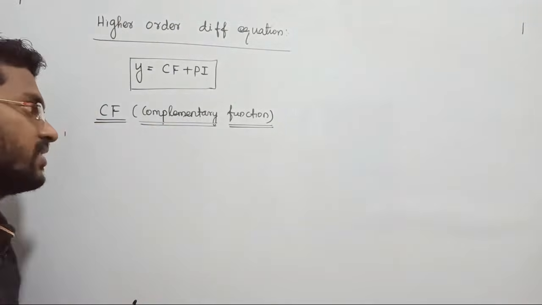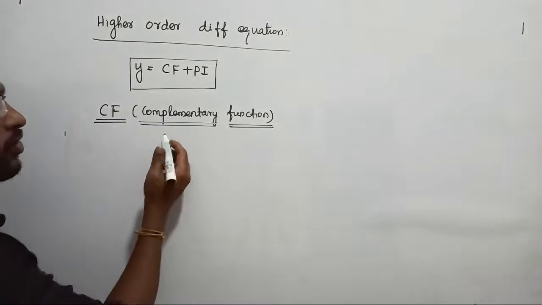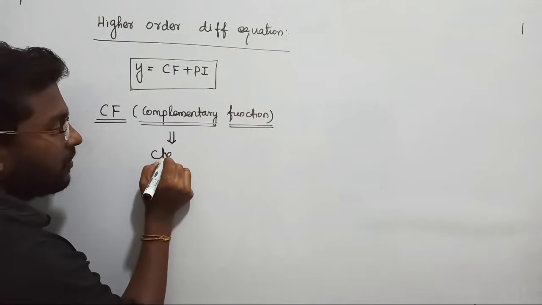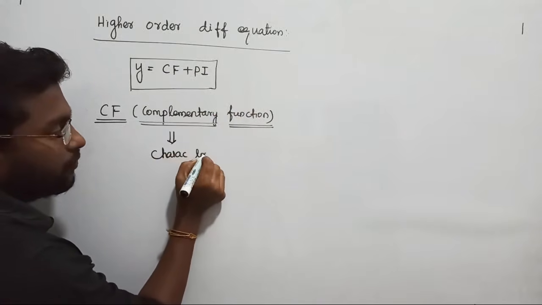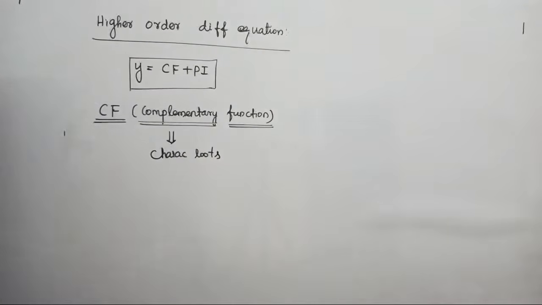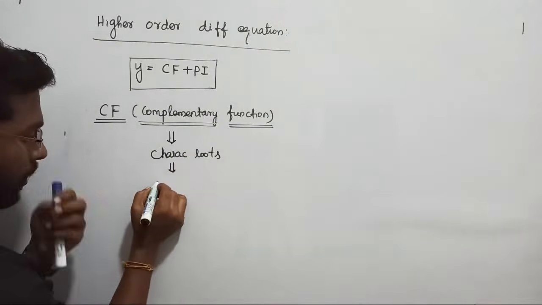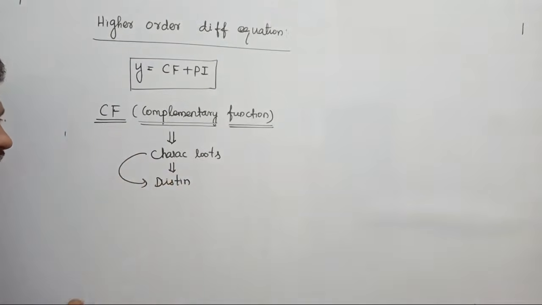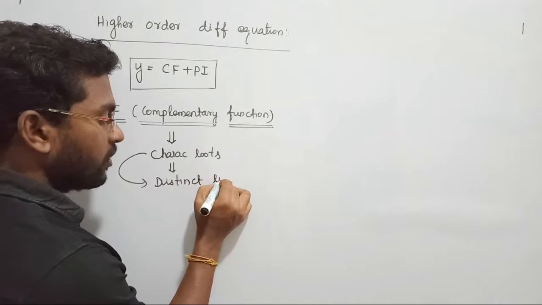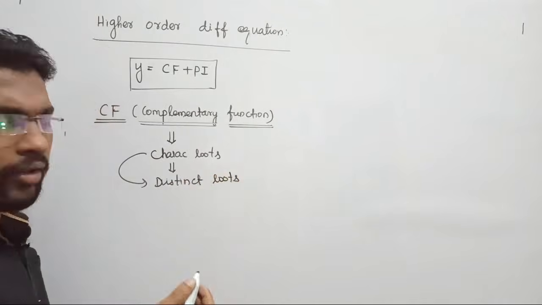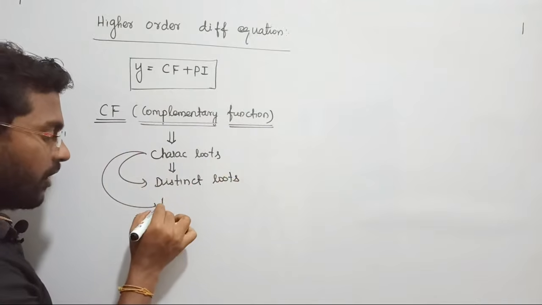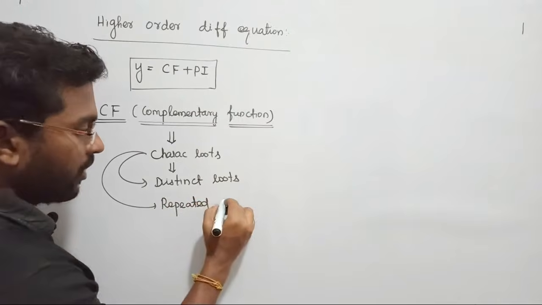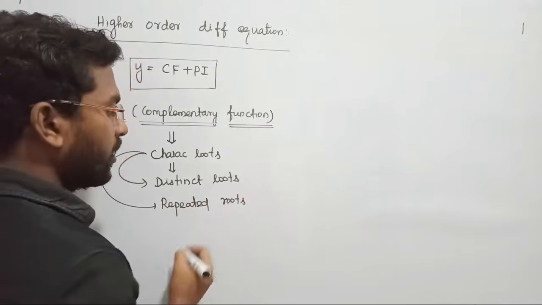Fine. Okay, let's consider. So the complementary function we are going to define in terms of characteristic roots only. Once again, those characteristic roots are called distinct roots, right? There are four types of roots. These characteristic roots can be classified as distinct roots or poles, or repeated roots. Only two categories: either you can get distinct roots or you can get repeated roots.